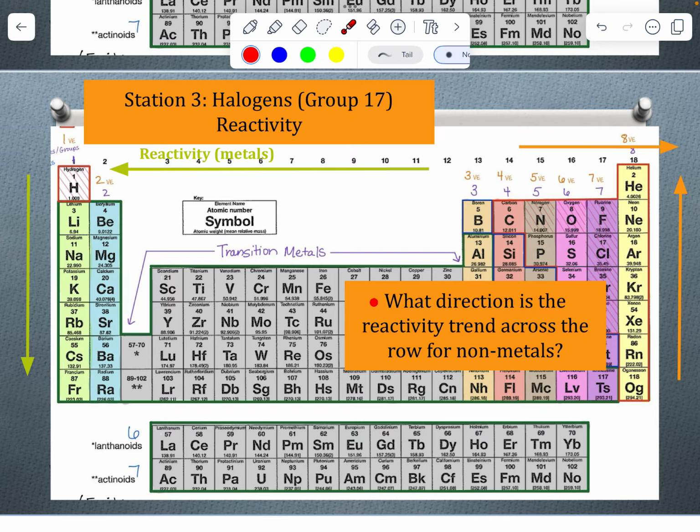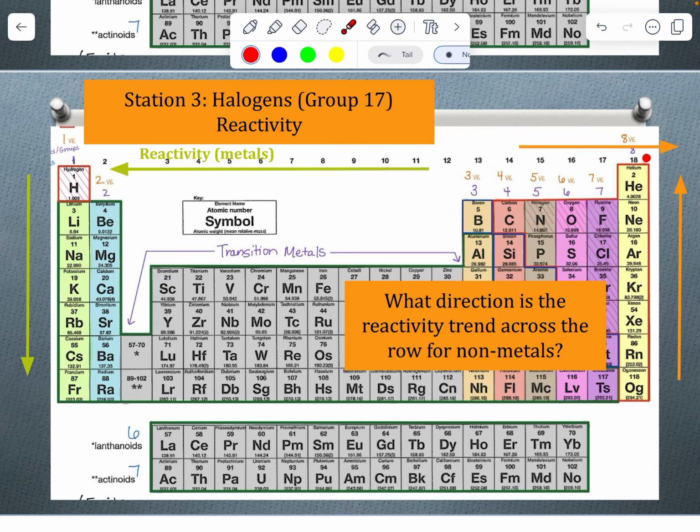And then this is asking, what direction is the reactivity trend across the row for a nonmetal? Well, if we think about that Coulombic force, fluorine has more protons than oxygen, so that Coulombic force is going to be greater, meaning that fluorine's going to have more charge to gain that 1 electron. But also, fluorine is closer to the octet. It has 7 valence electrons, so it only needs to gain 1 more to get to that octet, where oxygen needs to gain 2 more. So our reactivity trend for our nonmetals is going to be opposite than our reactivity trend for our metals.